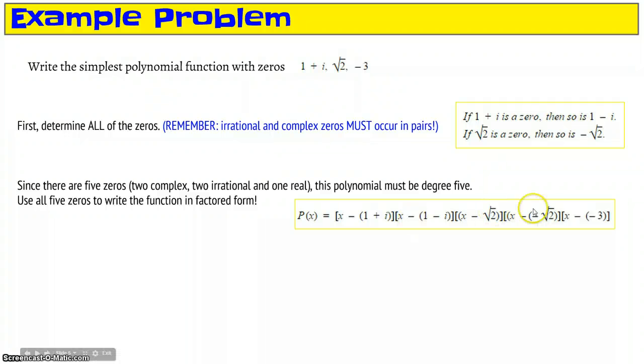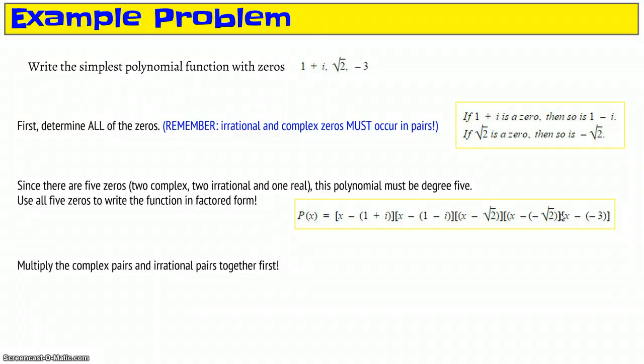Okay, so I've written it all the way out, and this one's probably a little out of control, but it's okay. It's good for us to look at. Multiply the complex pairs and irrational pairs together first. So I want to live in just these first two, and I want to multiply those two together.